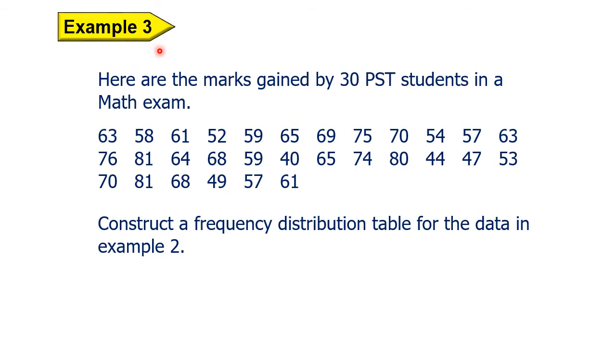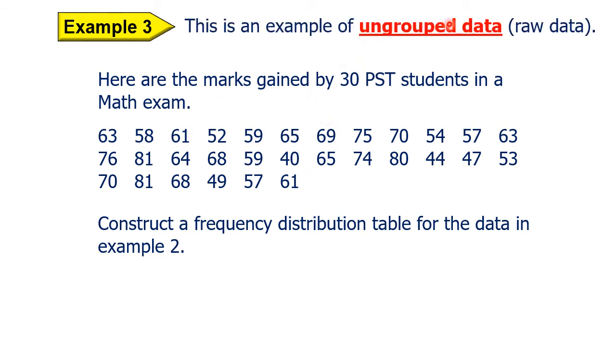So in example 3, the marks gained by 30 PhD students in a maths exam. So this is a list of the marks. As you can see here, the marks are not arranged. So this kind of data we consider as ungrouped data or also raw data. The data that is not processed yet we consider as raw data and also ungrouped data.